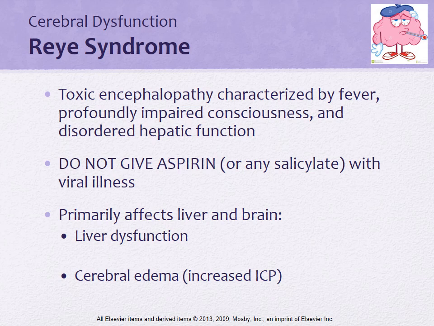Pepto-Bismol is another one that has a salicylate in it, with any viral illness. So salicylates are what you want to watch for, and they don't want to give those to kids, especially if they have a viral illness. And it primarily affects the liver and the brain.